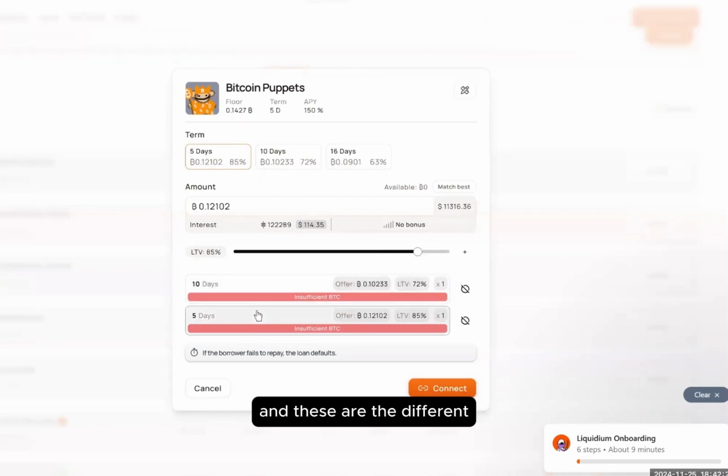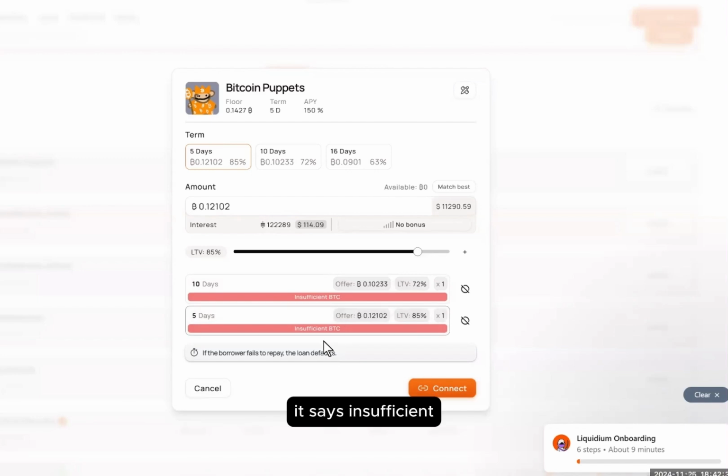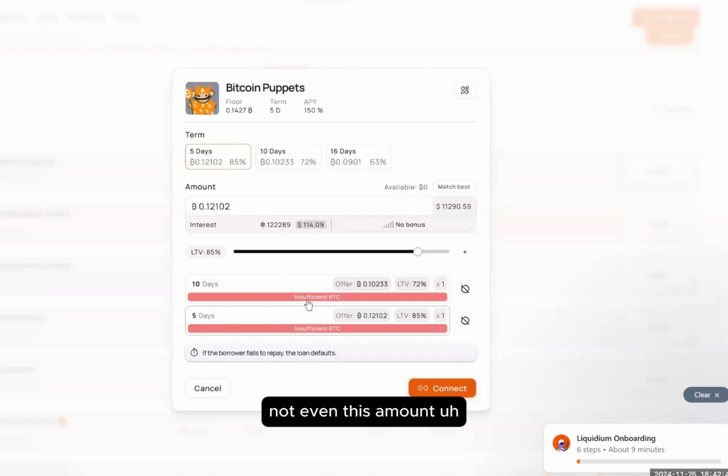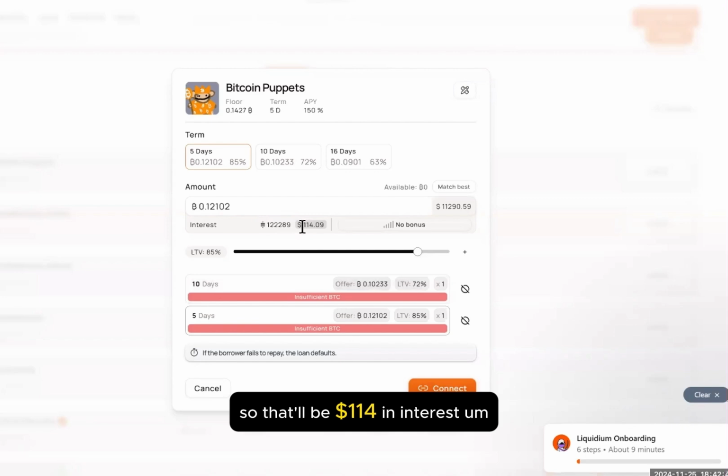And these are the different terms that I can go by. So, let's say I go by this term, it would check to see if I have enough BTC in my wallet. It says insufficient because I'm not signing to my wallet. Right there where it says connect, I would be confirming. I would sign with my wallet as long as I have that amount of, well, not even this amount. Really it'll be based on what I'm loaning them. So that'll be $114 in interest.